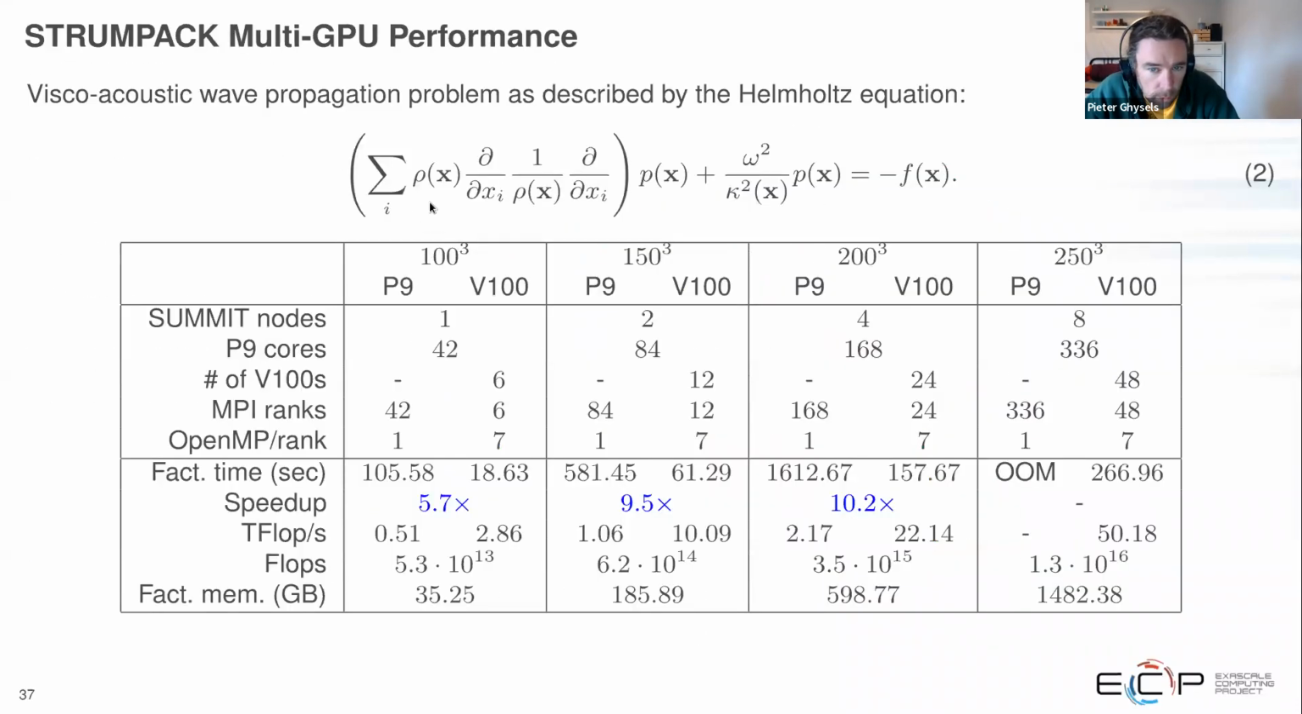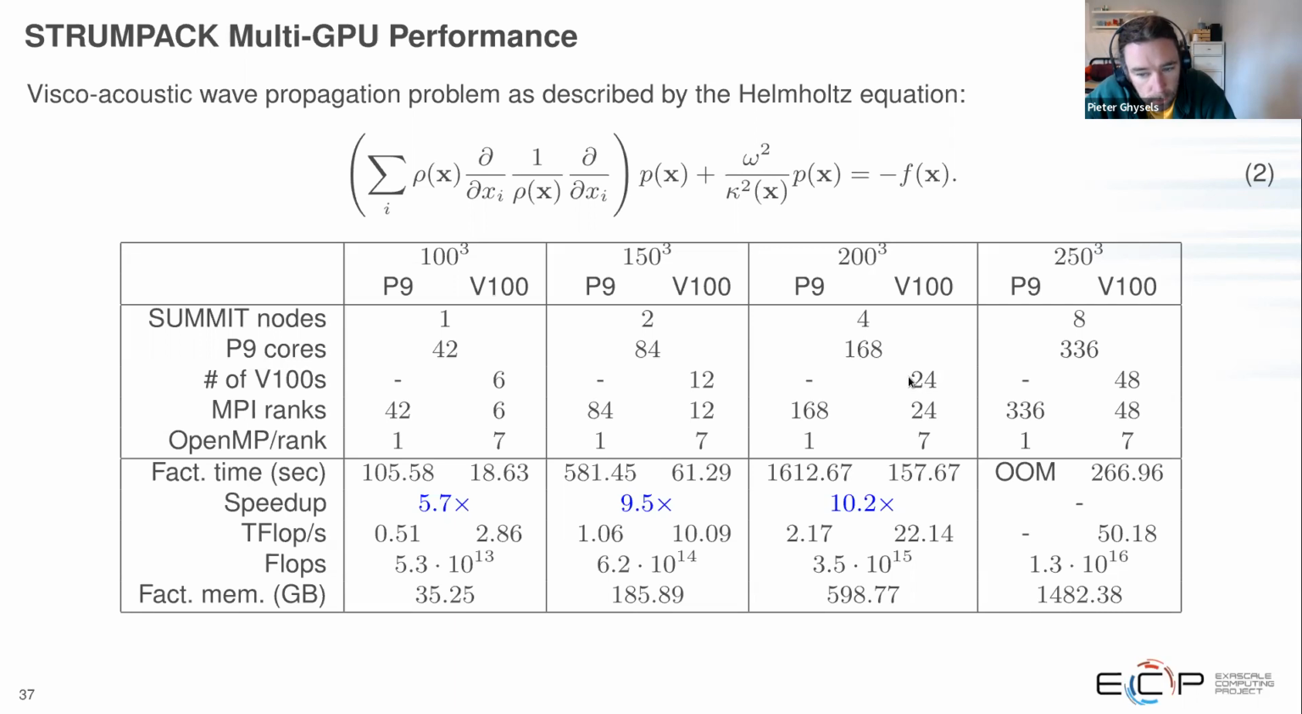So here we take a 3D problem of size 100 cube up to 250 cube. And we run this on 1, 2, 4, or 8 Summit nodes. And for instance, for the 200 cube problem, when running on 4 Summit nodes, we use all 168 cores of the POWER9, or we use all 24 V100 GPUs.